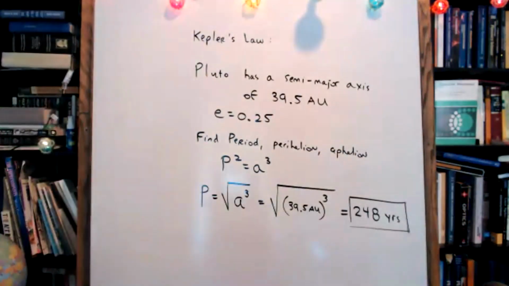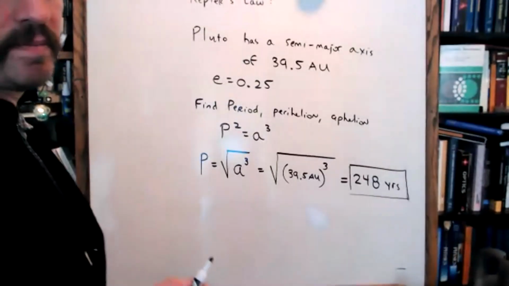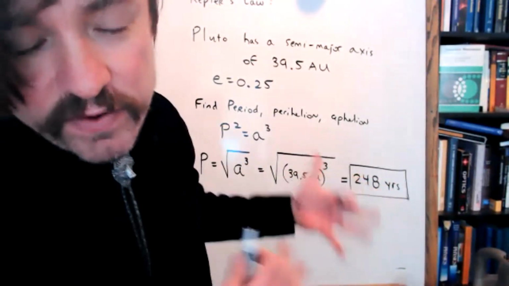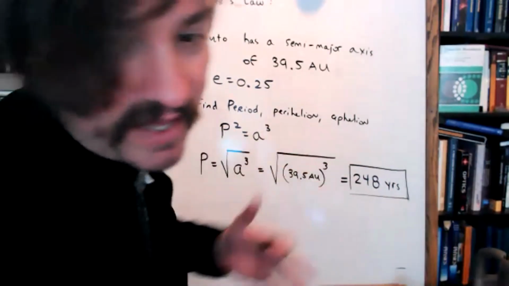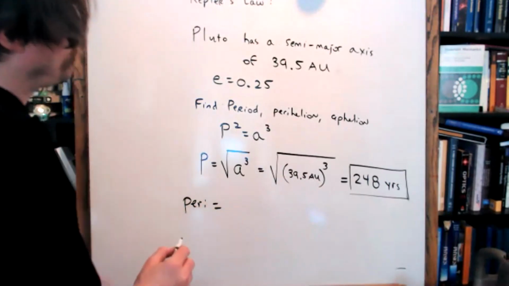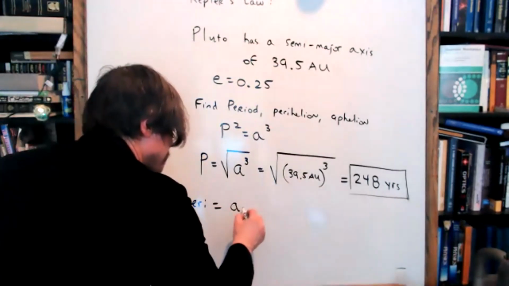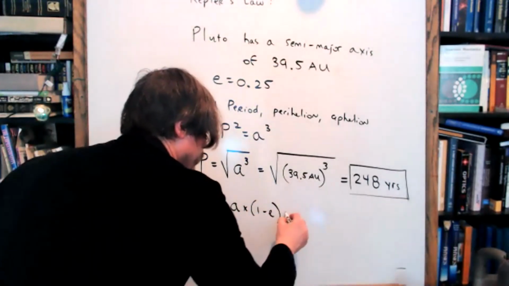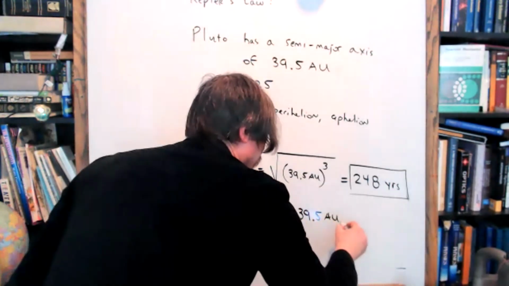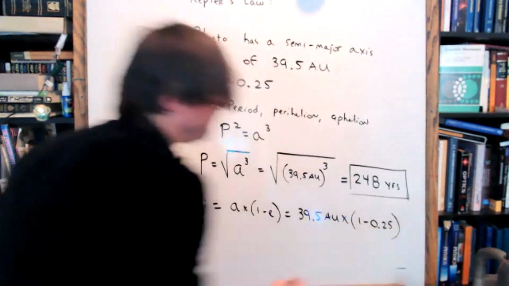Okay. Maybe I'll just demonstrate the perihelion so that you guys can take a little break. Did anyone have trouble with that or want to ask me a question? I think that's simple, but I don't know if you guys think that's simple. Sometimes simple to me isn't simple to you, all right? So perihelion, we're going to do a times 1 minus e. So that's 39.5 AU times 1 minus 0.25.